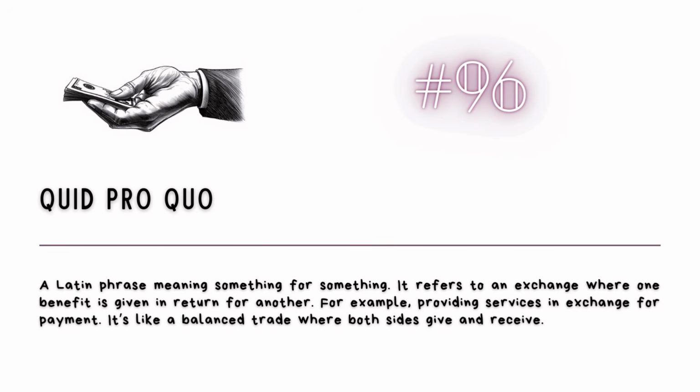Quid pro quo, a Latin phrase meaning something for something. It refers to an exchange where one benefit is given in return for another. For example, providing services in exchange for payment. It's like a balanced trade where both sides give and receive.